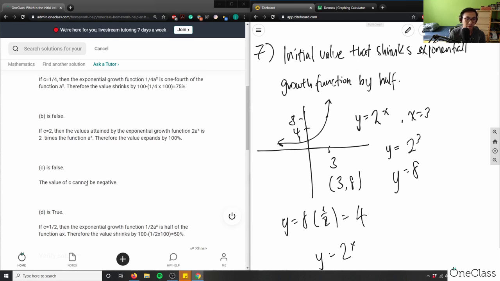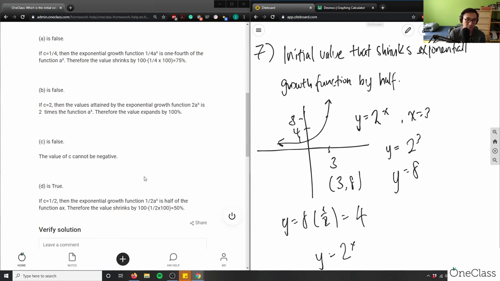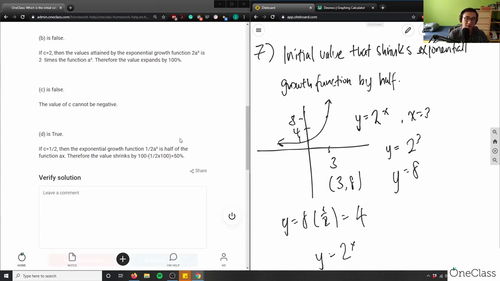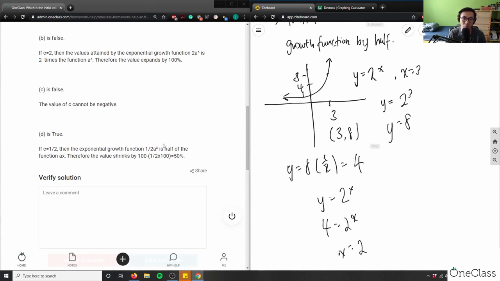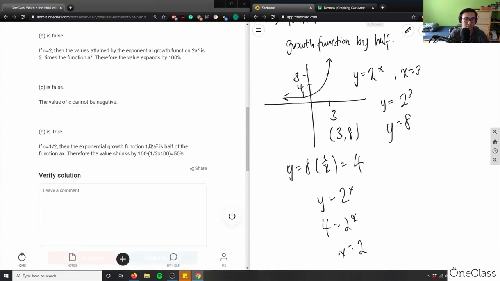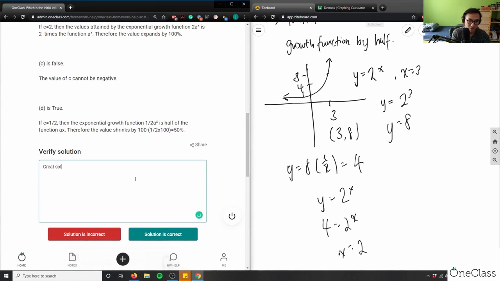Value C cannot be negative. B is false because it would actually increase the growth, and C here is half, right? So if you have half of A here, that is equal to 50%. So they actually did similar algebra to what I did here, but I assumed a point (3, 8) where they assumed a point which is 100%. So this here is great. Solution and analysis. Solution is correct.